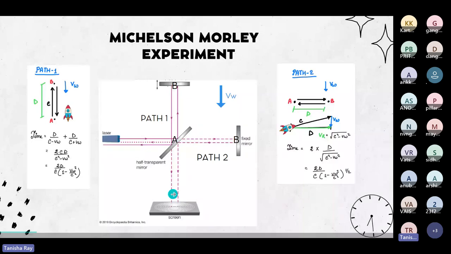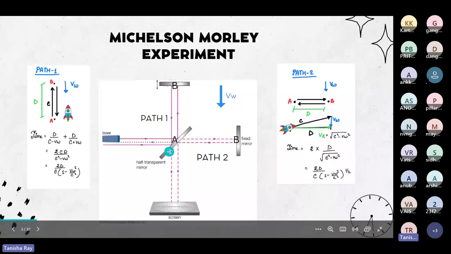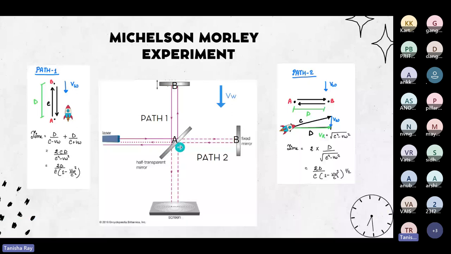Some of the rays which reach this half-transparent mirror also get transmitted. Those transmitted rays then suffer reflection in this mirror, and after striking back, they reach the detector. If we focus on these two paths that the light rays are taking, we can notice that the only difference in these two journeys comes in the travel from point A to point B.